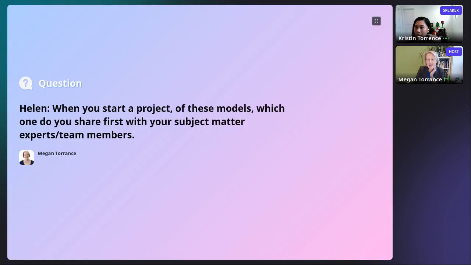Cool. Now I've got one last question for you. It looks like it's from me, but it's actually from Helen. When you start a project with these models, which one do you share first with your subject matter experts and team members? Yeah, that's a great question. So the competency model, I would say, is really the first thing. It helps center around exactly what you want to measure, what that looks like, and all the different ways in which it may look. So I like starting with the competency model, and going in that same flow: competency, then evidence, then task.